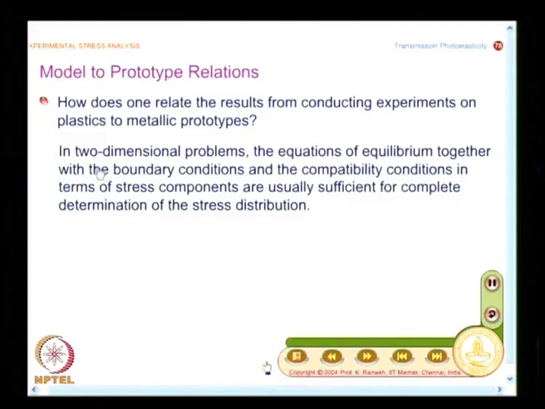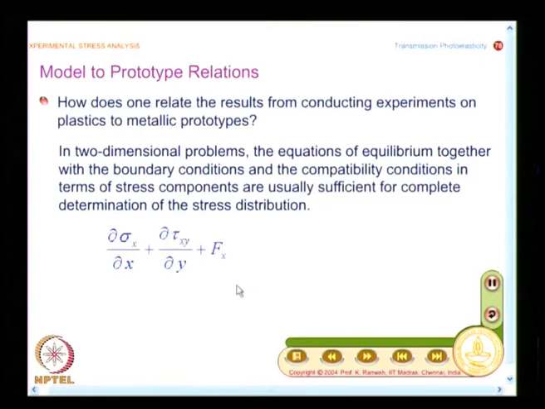So, in 2 dimensional problems, the equations of equilibrium together with the boundary conditions and the compatibility conditions in terms of stress components. You must have seen compatibility condition in terms of strain components, we will also spend 2 minutes on that. These equations are usually sufficient for complete determination of the stress distribution. So, I need the equilibrium conditions, I need to look at the compatibility conditions and satisfy the boundary conditions of the problem.